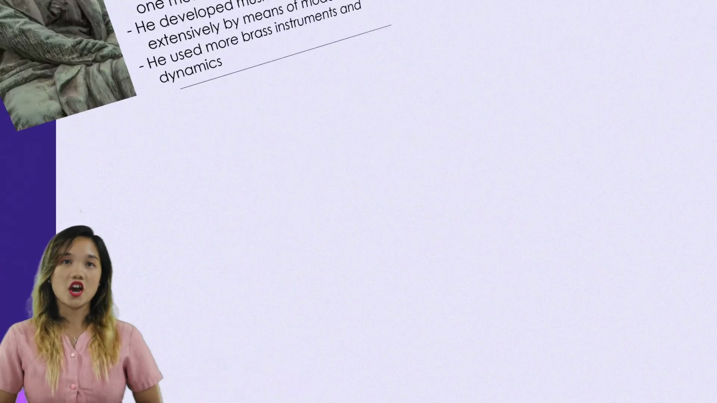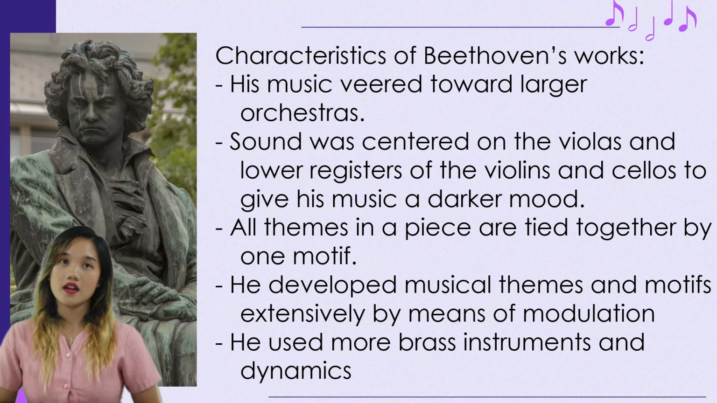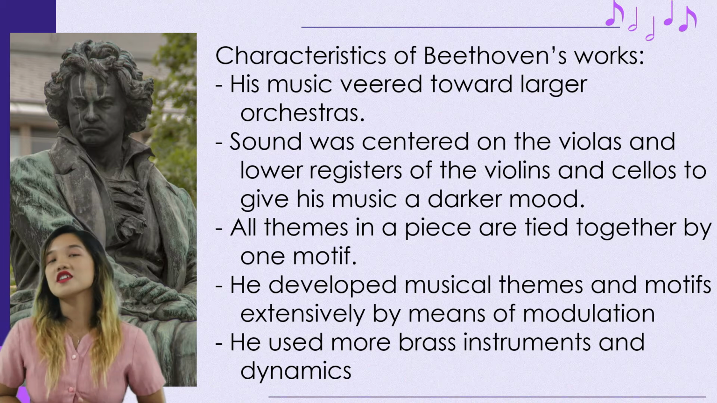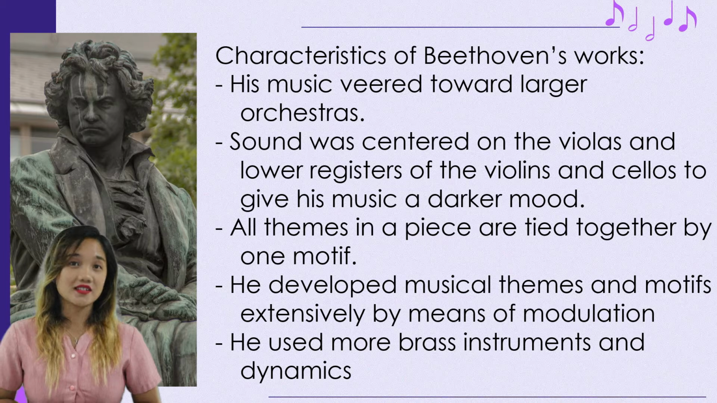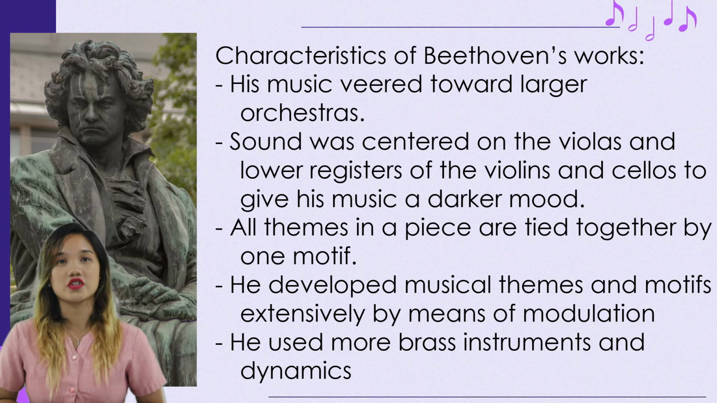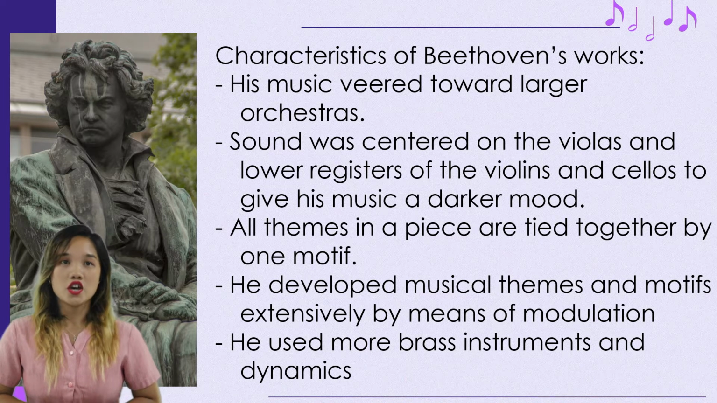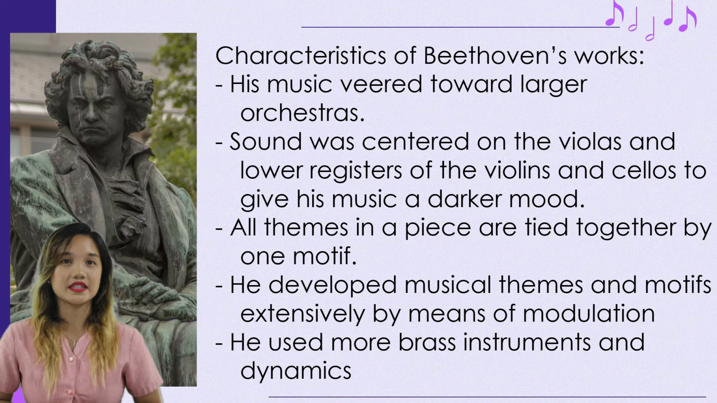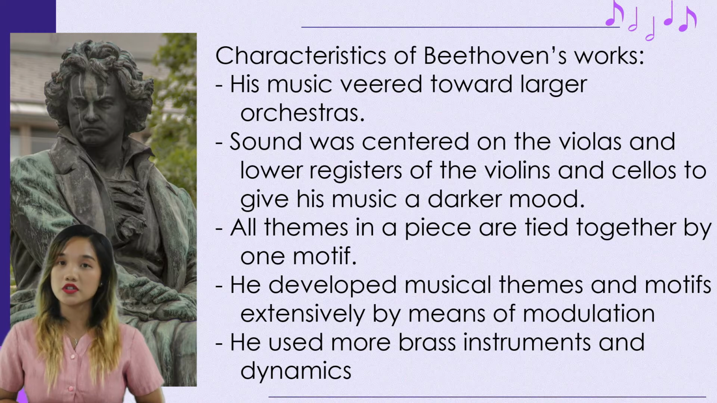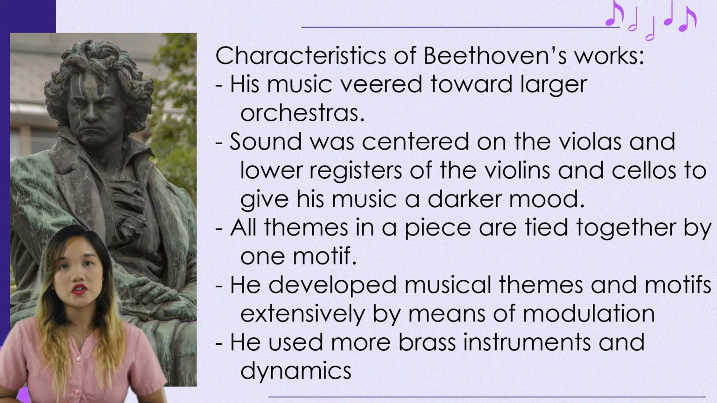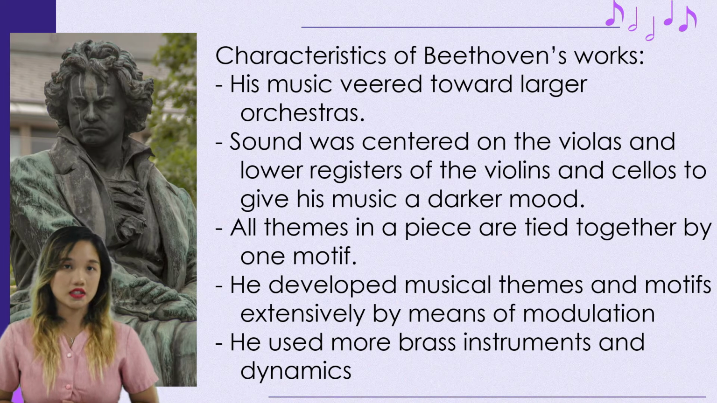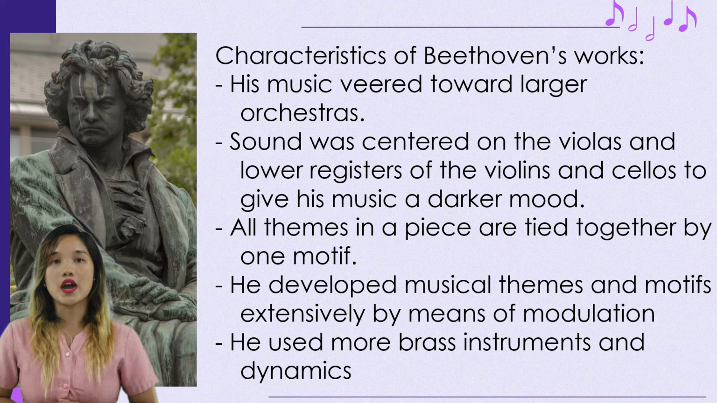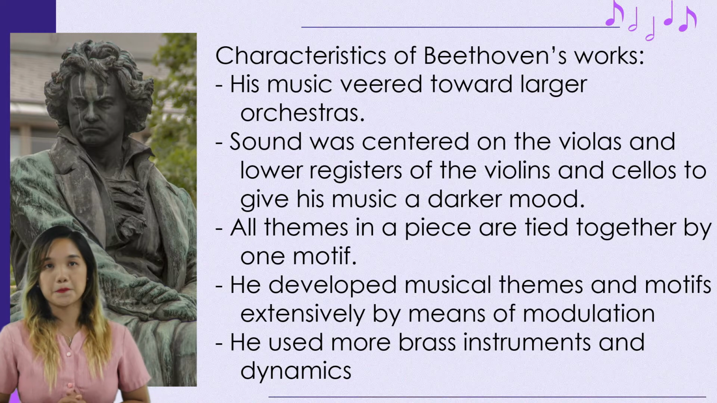The characteristics of Beethoven's works are: first, his music veered toward larger orchestras. Sound was centered on the violas and lower registers of the violins and cellos to give his music a darker mood. All themes in a piece are tied together by one motif. He developed musical themes and motifs extensively by means of modulation. He used more brass instruments and dynamics.